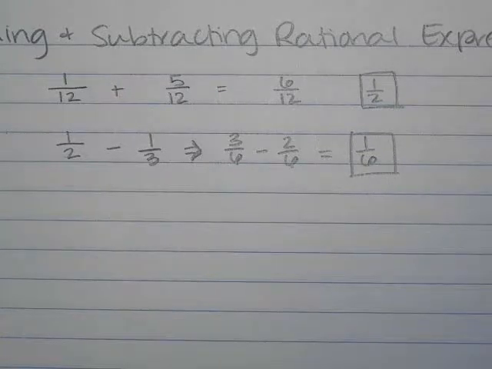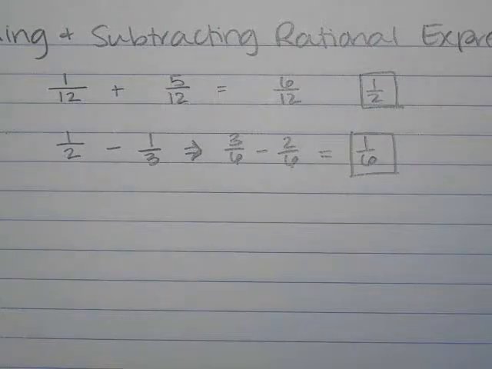So when we multiply and divide fractions, we don't need a common denominator. With multiplying, you just multiply straight across. With dividing, we have to keep it, change it, flip it, but then we can just multiply straight across. When we add or subtract fractions, we have to have a common denominator. So that means that when we add or subtract rational expressions, we need a common denominator. And that's what makes this day a little bit more difficult.